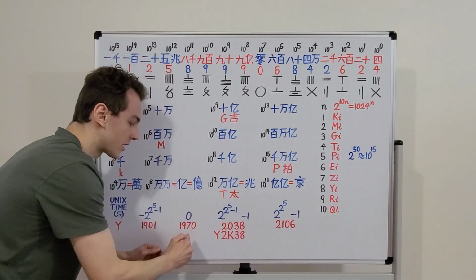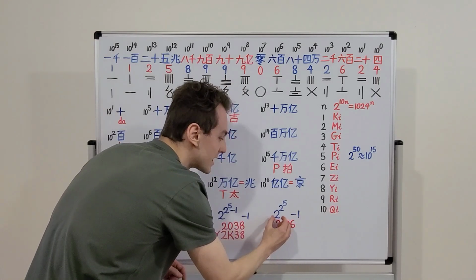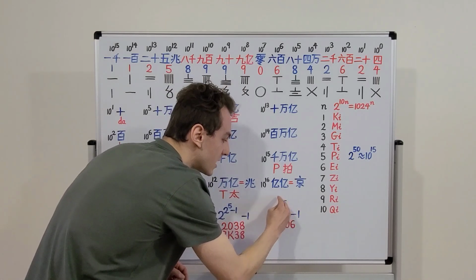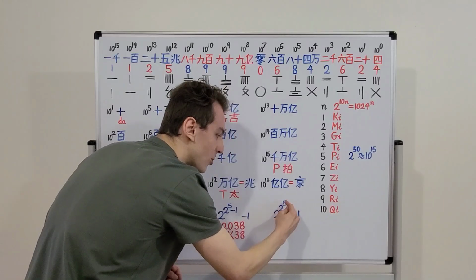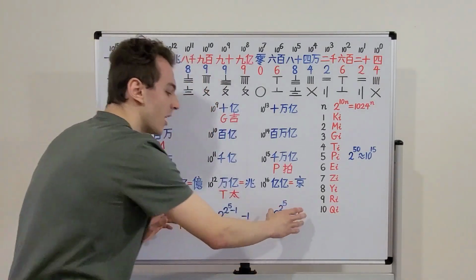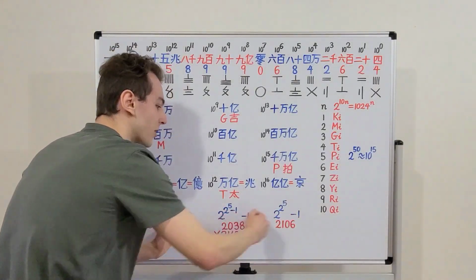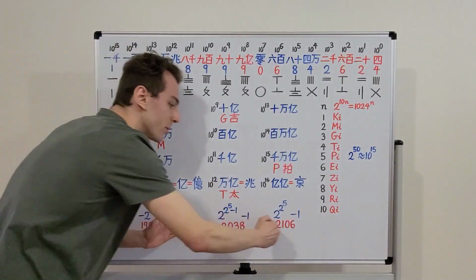So 0 is the starting point, and then we go over here up to 1 less than 2 to the power of 32. So 2 to the power of 5, that is 32. So this value over here is approximately 4 billion. So we have this range over here.